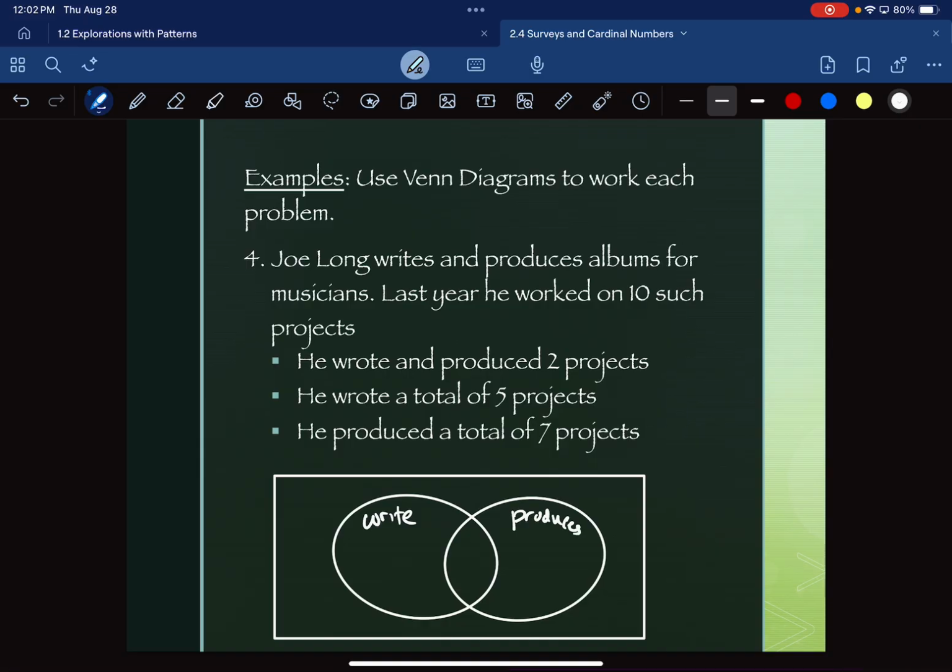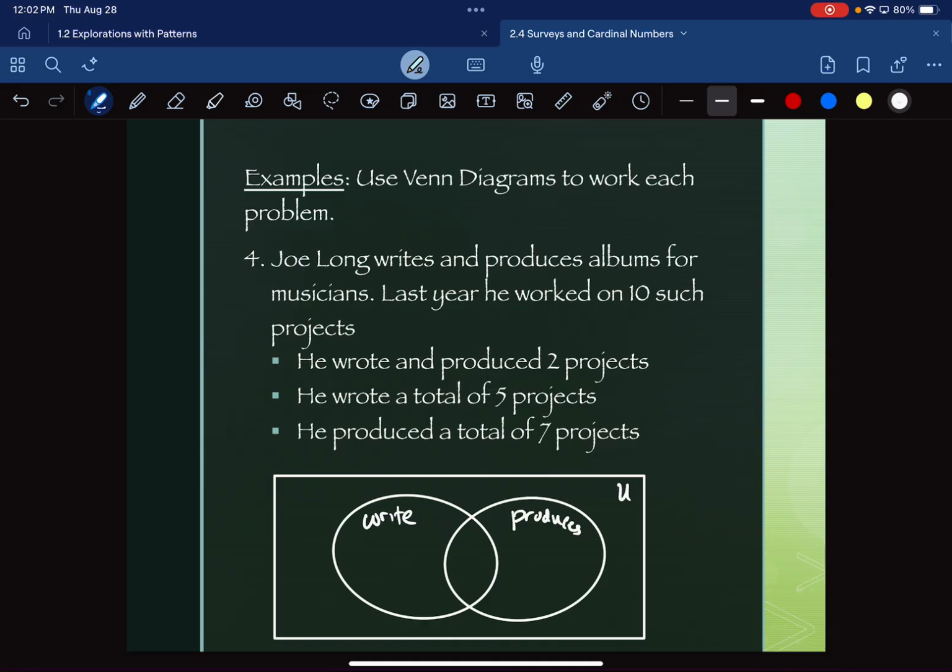Now, I'm not even going to call them A and B. I'm going to actually label them what they are because I have categories that can be labeled. I can still label the outside of the rectangle as U. That's helpful because I'm still going to need to fill in all the numbers in all 4 regions to be able to complete the diagram, right?